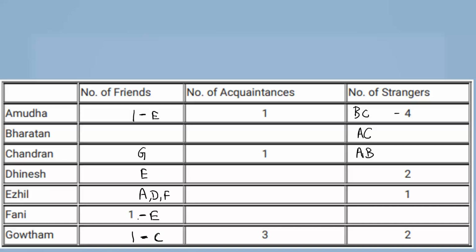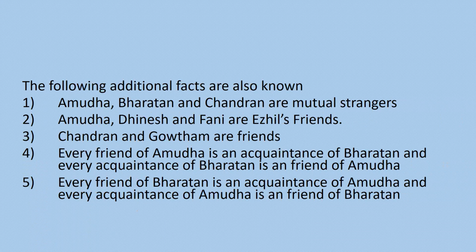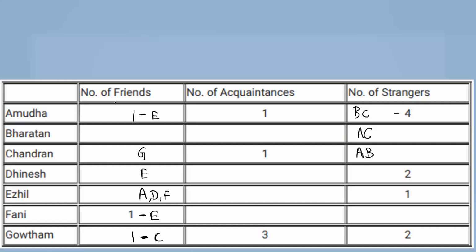So Chandran and Gautam are friends. Next thing is a very, very important point. Every friend of Amudha is an acquaintance of Bharatan, and every acquaintance of Bharatan is a friend of Amudha. What does that mean? If Amudha's friend is Elil, he will be an acquaintance to Bharatan. So the number of acquaintances of Amudha is 1, so the number of friends to Bharatan will be 1.